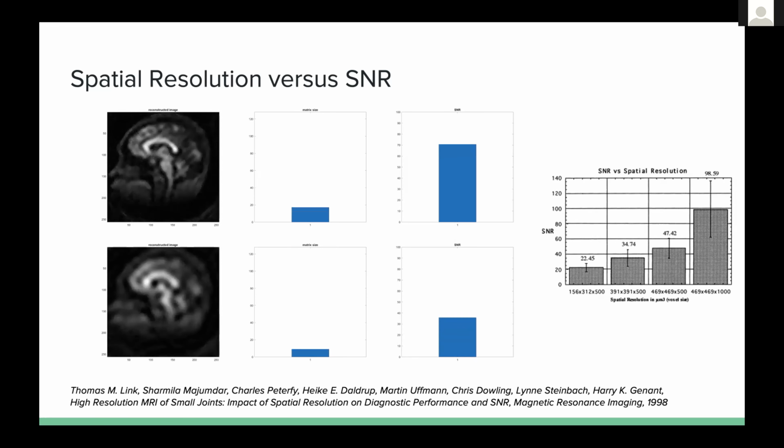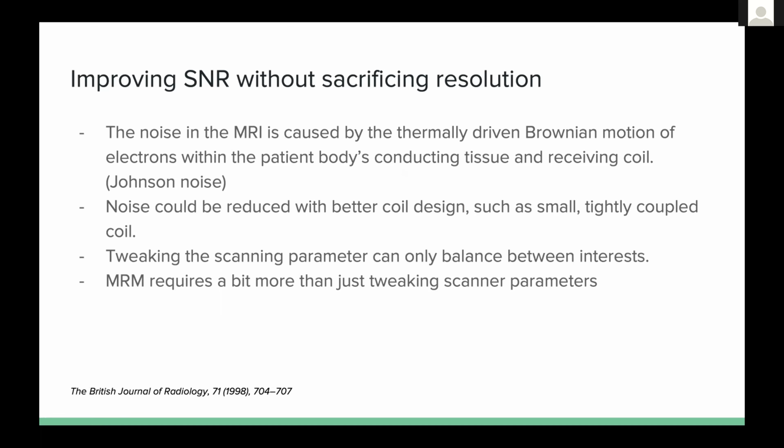But for MRM, things become a bit more difficult. First, we need to know that the noise in the MRI system is caused by basically random motions of the electrons, and it's kind of hard to reduce that. And as Mabel and Haonan introduced in earlier slides, the resolution required to achieve magnetic resonance microscopy is way higher than that of traditional MRI. Therefore, we simply cannot play the trick of balancing between SNR and resolution, because once we balance all that, we simply can't get the other one to be workable. Therefore, we need to find another way to improve the SNR.